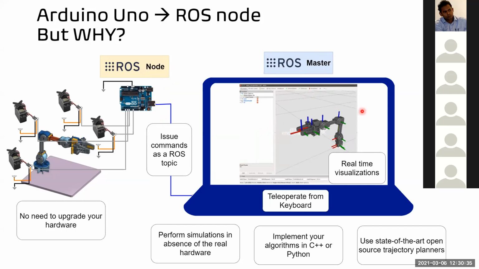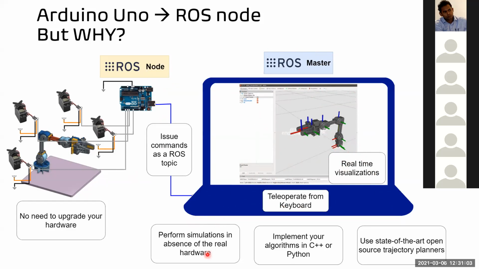And what more you can do: in previous sessions, Kitmin mentioned how you can create your URDF file, the visualization file for your custom robot. So you can do that and have real-time visualization. That alone is a really good thing. If you can see on your laptop screen how your robot behaves, that will be pretty cool. And you can teleoperate from your keyboard and mouse. There are so many ROS nodes available for that.